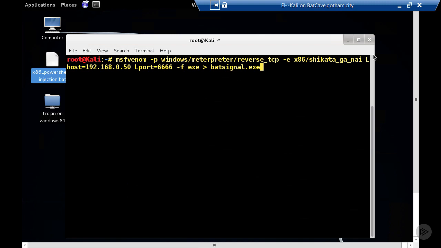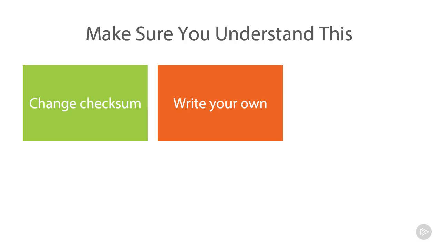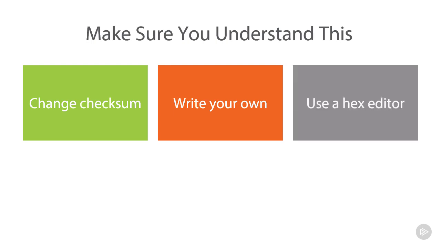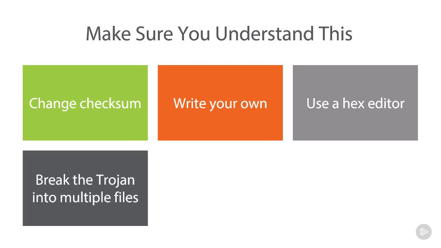And I'll just leave it at that so that the antivirus products can't pick up on it. Some other ways that we can make sure that our Trojans don't get picked up by antivirus is to use a hex editor to make modifications that will help to hide it from your antivirus software. Also, I could break the Trojan into multiple files because most antivirus programs are looking for specific files that represent the Trojan. By breaking it up, it would never be detected.